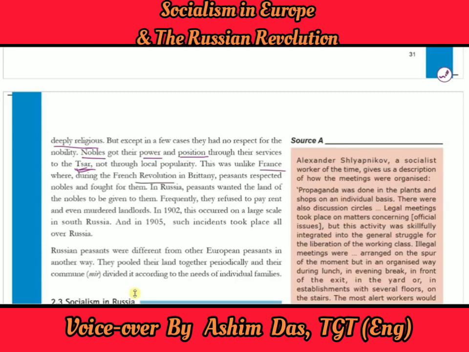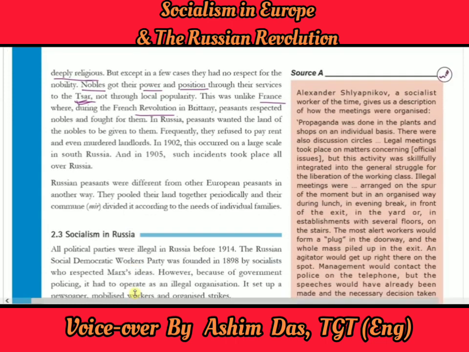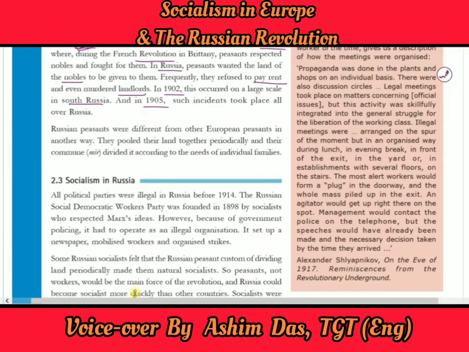This was unlike France, where during the French Revolution in Brittany, the peasants, the farmers, respected the nobles and fought for them. They liked them. They were popular. But in Russia, peasants wanted the land of the nobles to be given to them. They did not want to support the nobles or the aristocrats. Frequently, they refused to pay rent, and sometimes they even murdered the landlords if they put too much pressure. In 1902, this occurred on a large scale in South Russia, and in 1905, such incidents took place almost all over the Russian Empire.